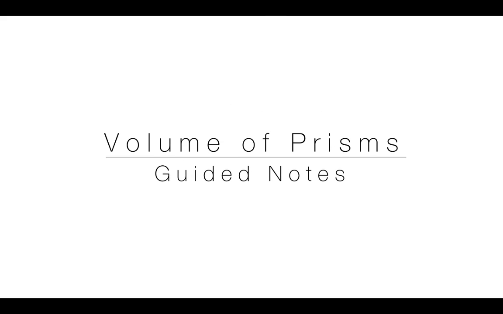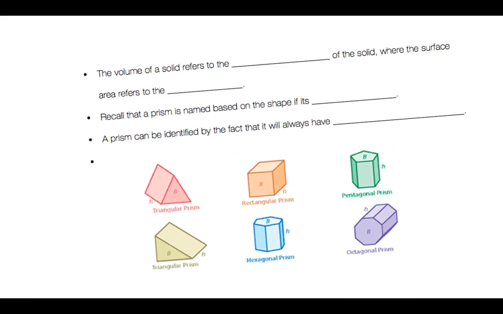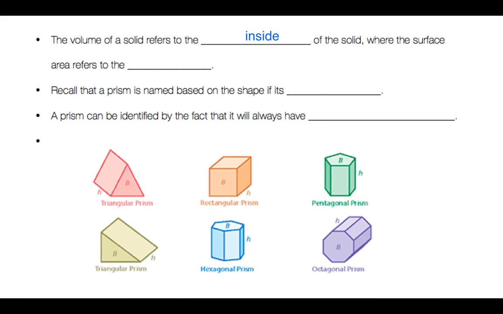So we're going to switch gears now and start to find the volume of solids instead of the surface area. The volume of a solid refers to the inside of it, whereas the surface area refers to the outside of it. Recall that a prism is named based on the shape of its base. A prism can be identified by the fact that it will always have two congruent bases.